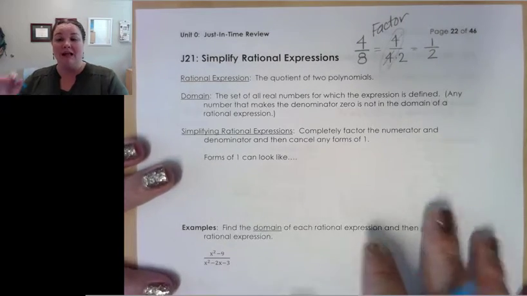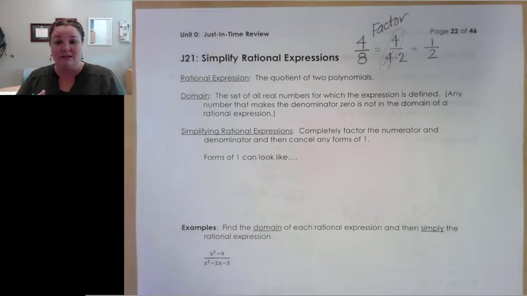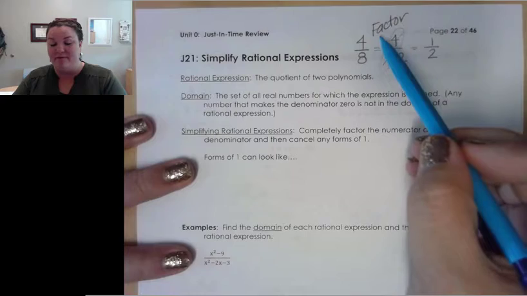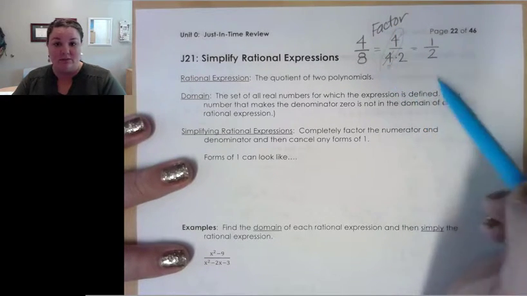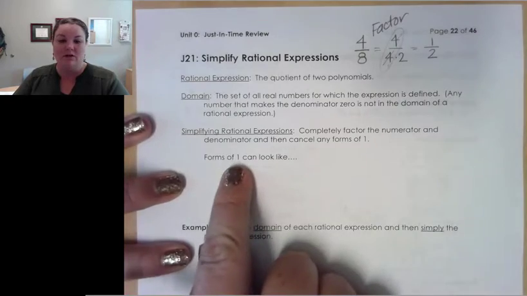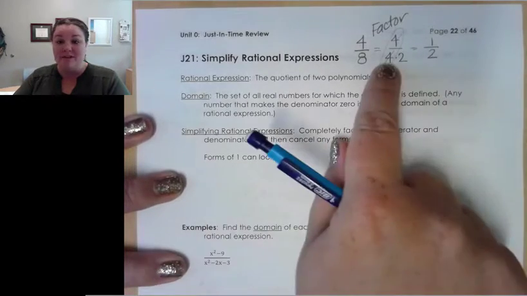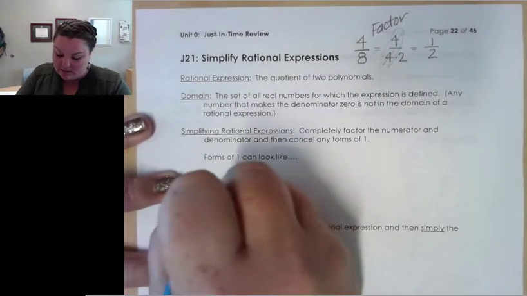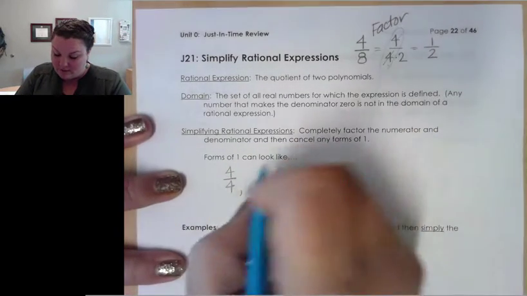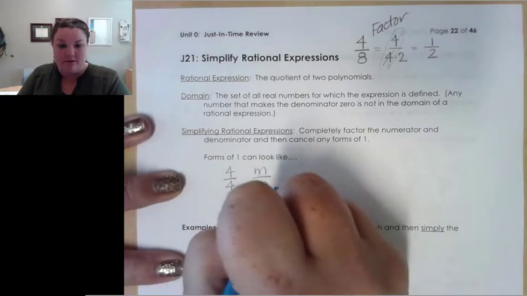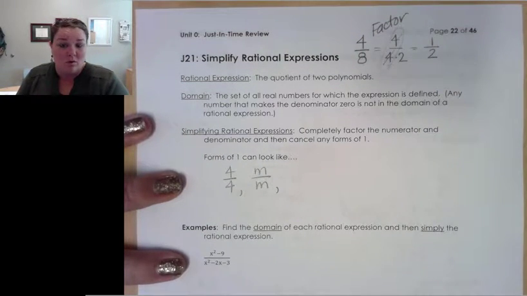So we want to apply this same idea to rational expressions in that we first factor them, and then if we have common factors on top and bottom, we can then reduce it. So forms of 1 can look a lot of different ways. It might be just regular numbers like we had here. It could be something like 4/4. It could be variables. Maybe we have like m/m. Any type of number or quantity over itself.